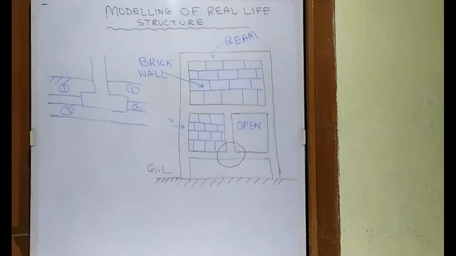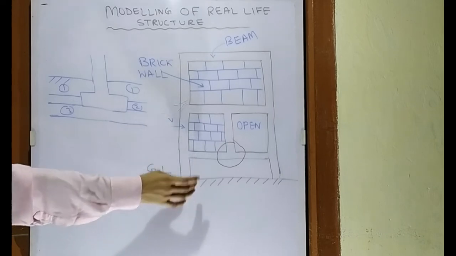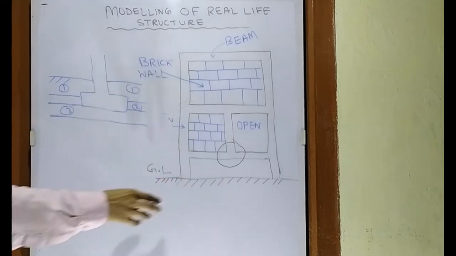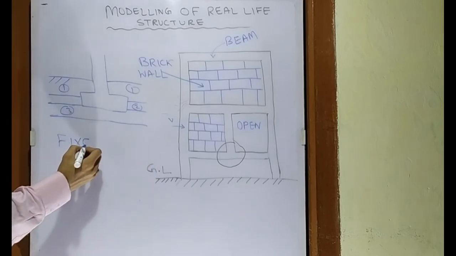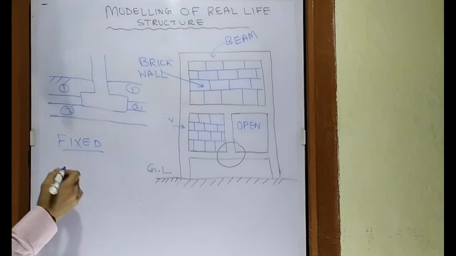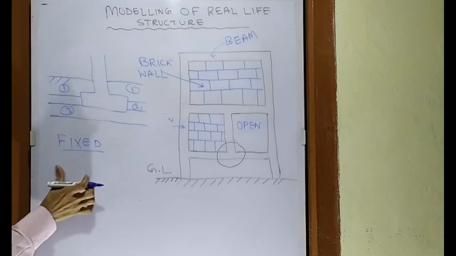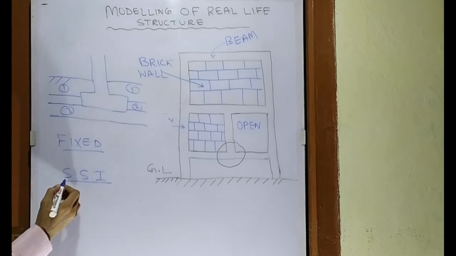What we generally do is consider these supports, since the structure is supported on the ground, as fixed supports. This is the general scenario. Now if we want to consider the soil condition, we have to do some research or some other analysis which comes under soil structure interaction. What is soil structure interaction?